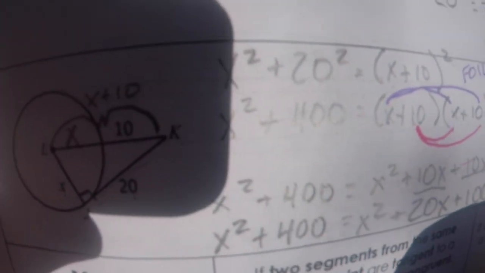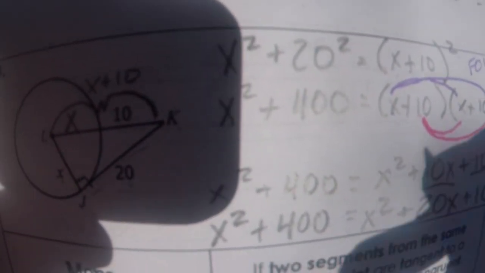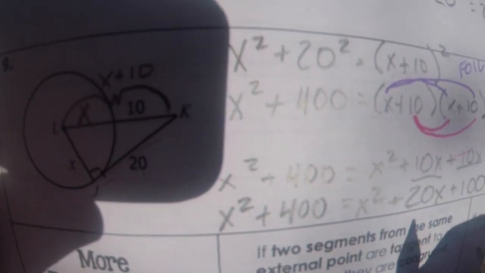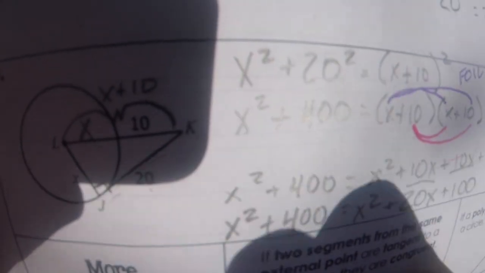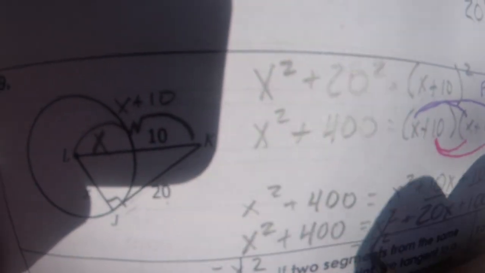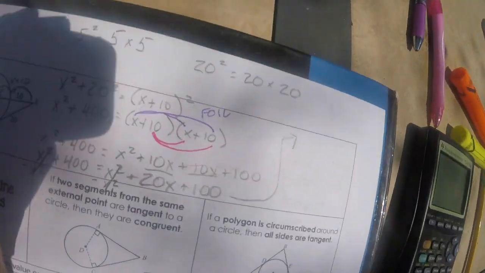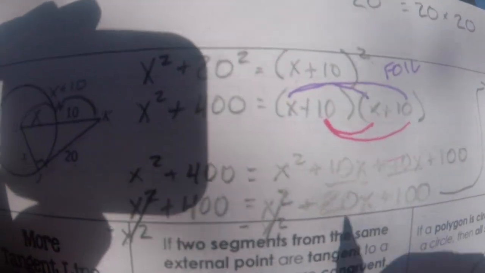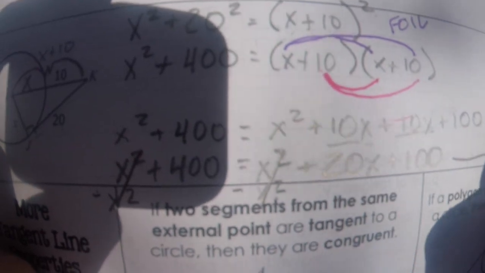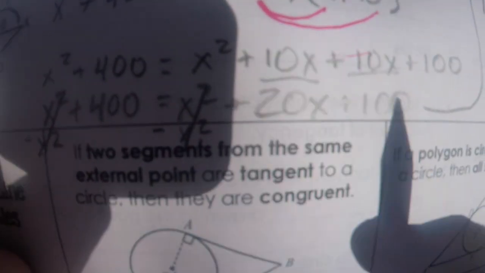All right, now I'm running out of room, but remember, we want to get the x by itself. Okay, look what happens when I start subtracting. Okay, if I subtract out an x squared from here and move it over here, look what happens. X squared minus x squared cancels. X squared minus x squared cancels. So what am I left with? I'm gonna finish up here. Okay, I'm left with 400 on the left equals 20x plus 100 on the right.